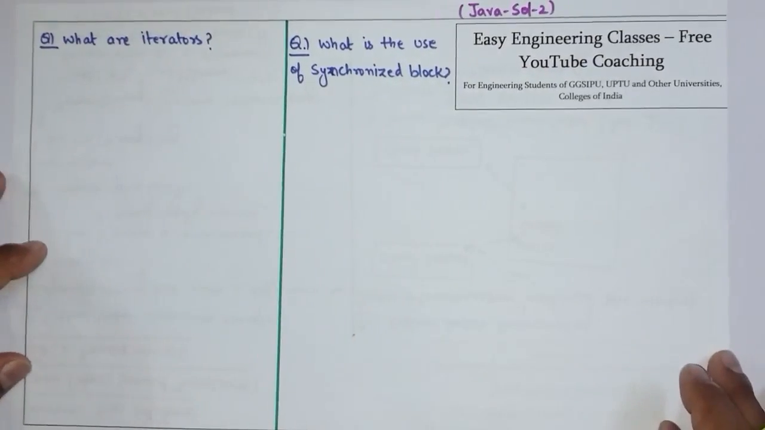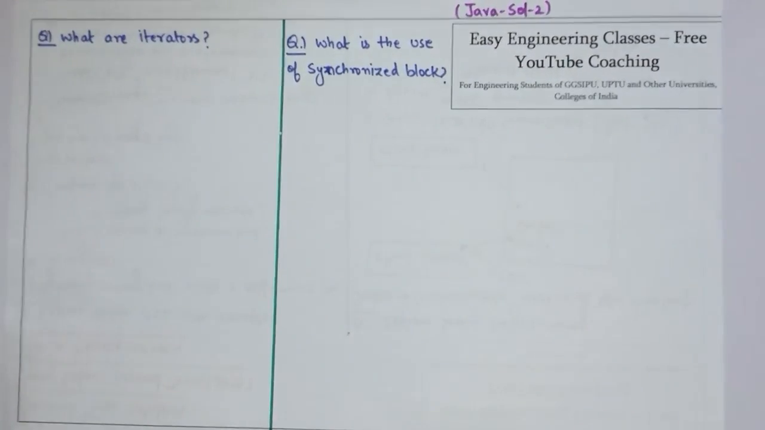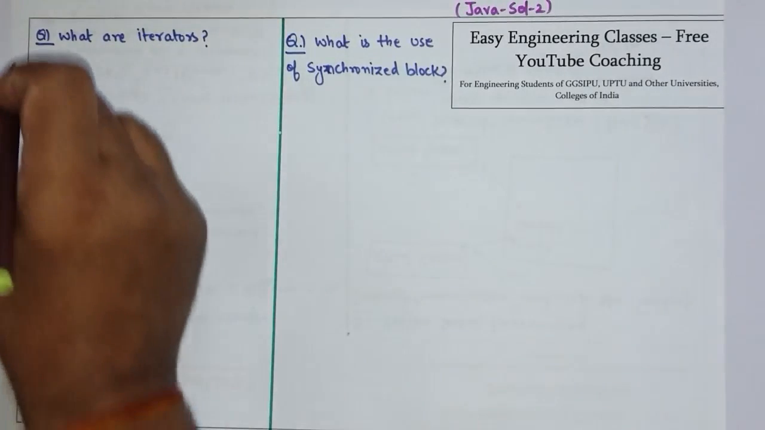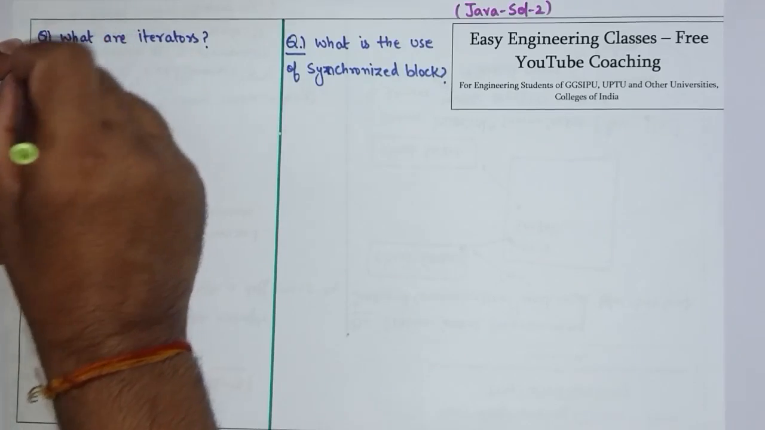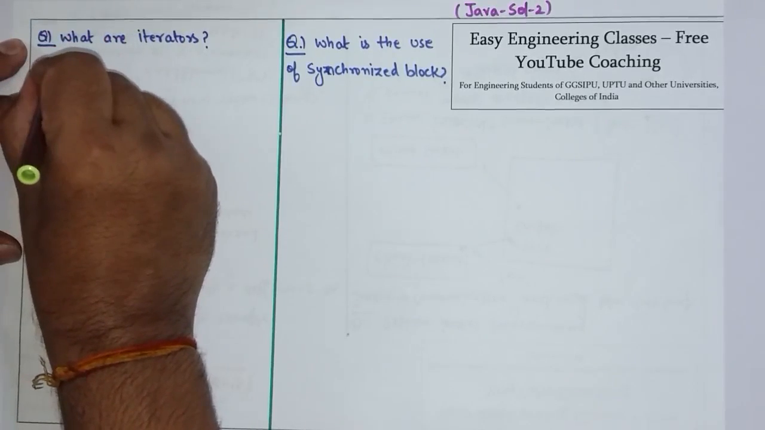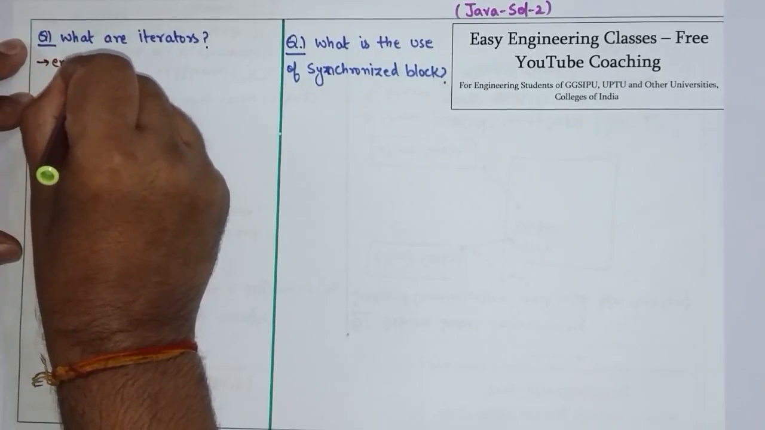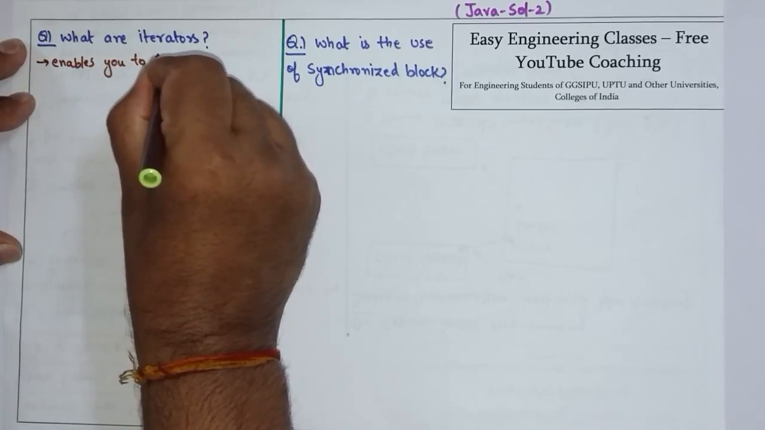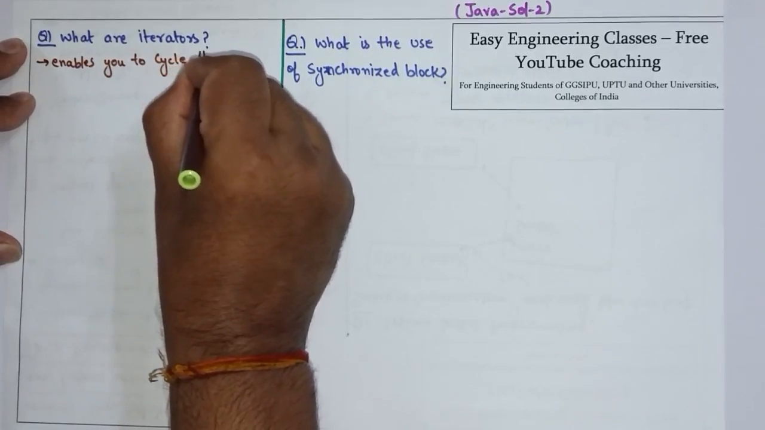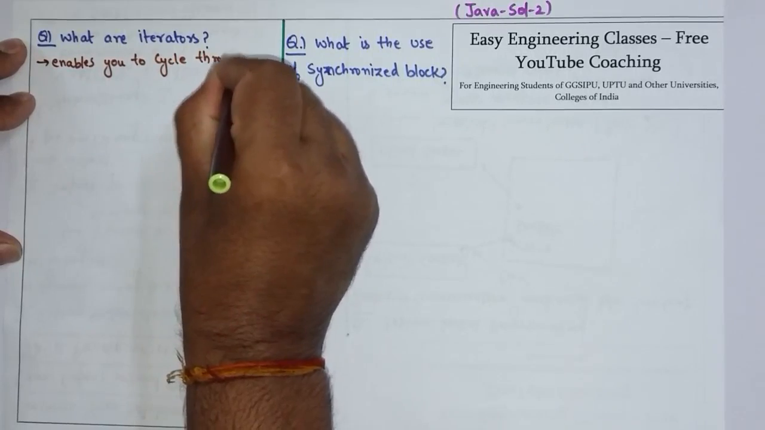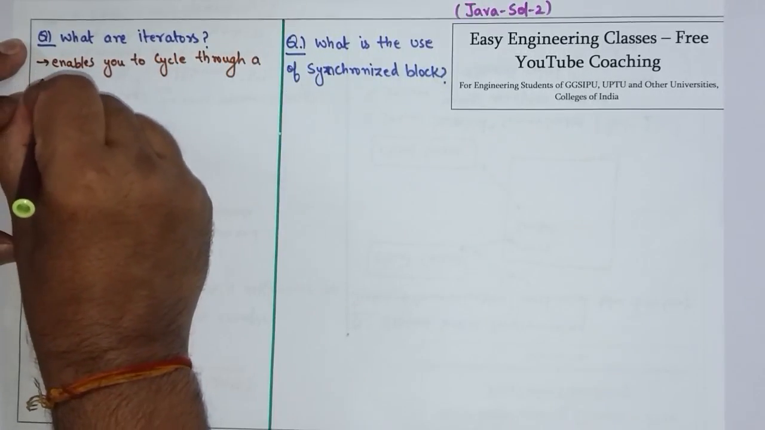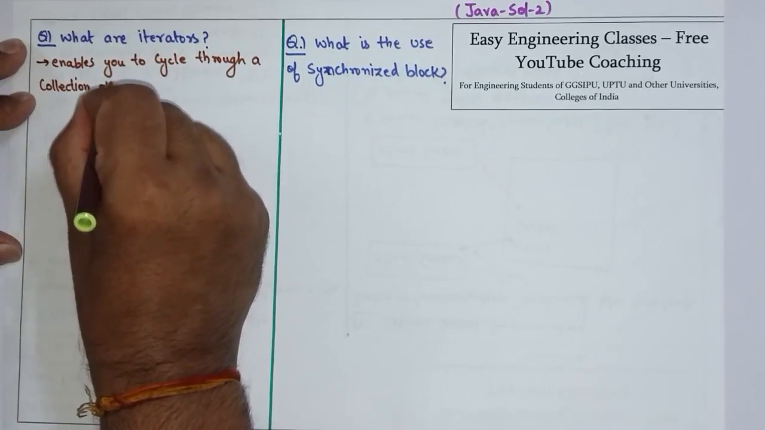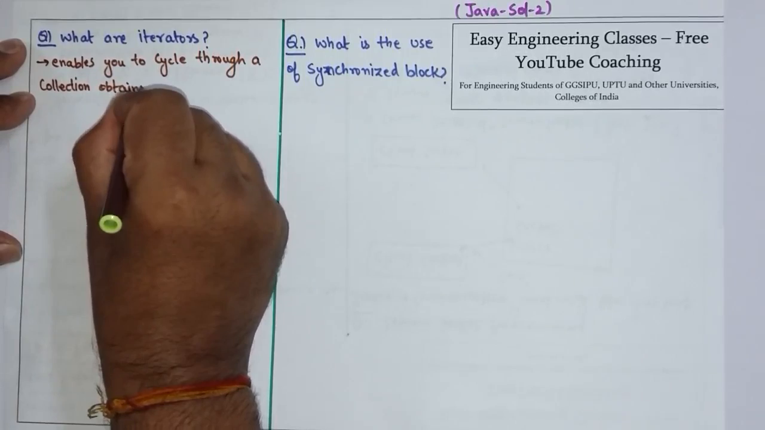The next question is related to the iterators. The question is, what are iterators? Now iterators are the components that enable a programmer to cycle through a collection, obtaining or removing elements.